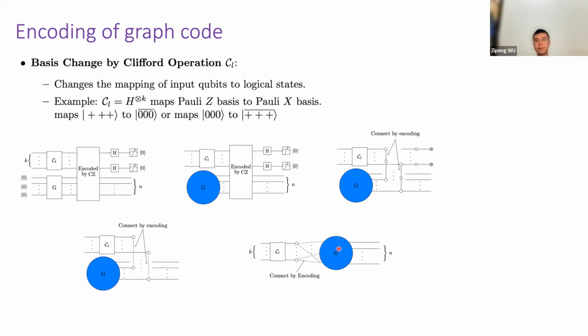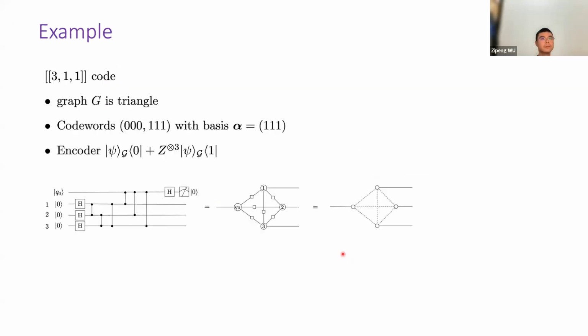The n Z spiders form a graph state, and the top k spiders connect to the n Z spiders according to the classical codes. More specifically, the adjacency matrix between the first k nodes and the last n nodes is given by stacking the classical codes, alpha 1 to alpha k. So we'll see a very simple example of this kind of transformation.